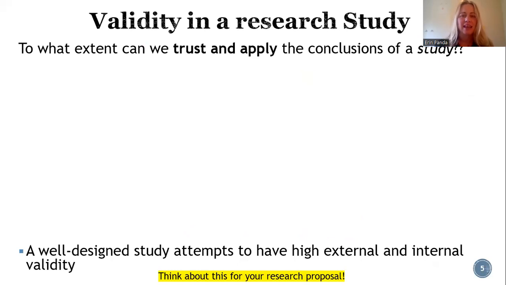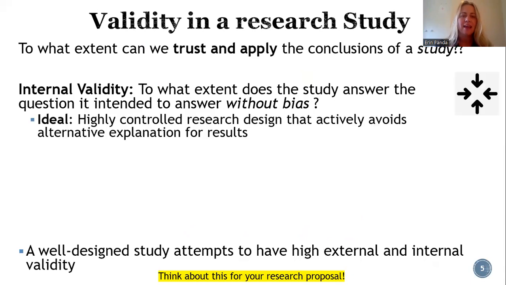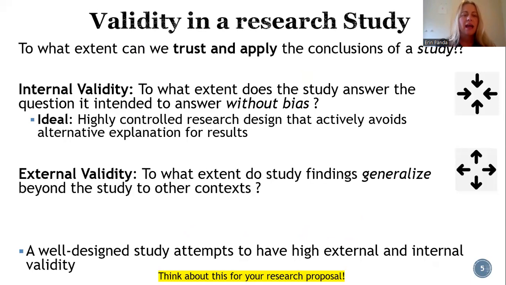Validity in a research study is about whether we can trust and apply the conclusions of a study. Internal validity, so you can think of within the study, is about the extent to which the study answers the questions it intended to answer and does so without bias. An ideal study with high internal validity would be a highly controlled research study, so maybe an experiment or a quasi-experiment that actively avoids alternative explanations for the results.